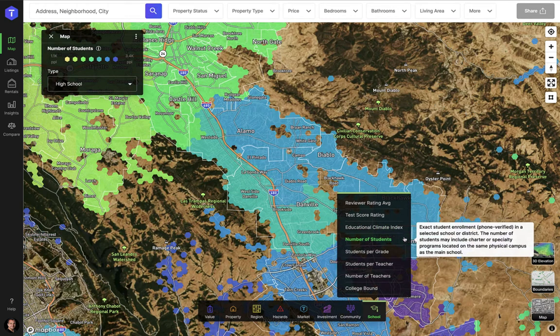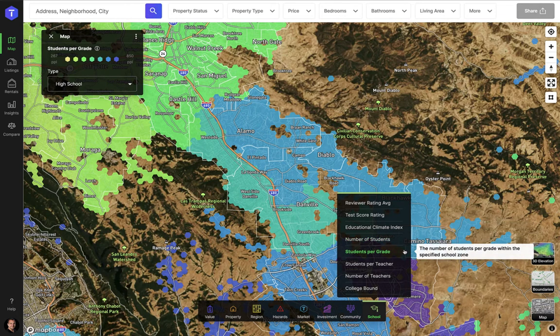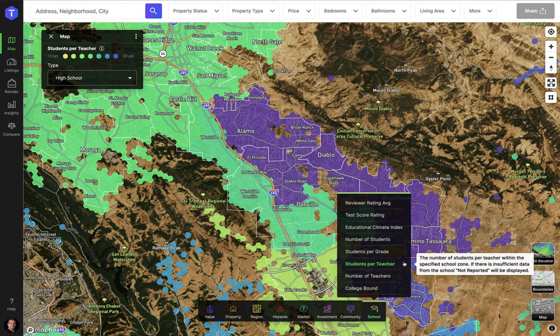The Number of Students layer shows the total number of students in the school. The Students per Grade layer shows the number of students per grade. The Students per Teacher layer shows the average number of students per teacher at the school.